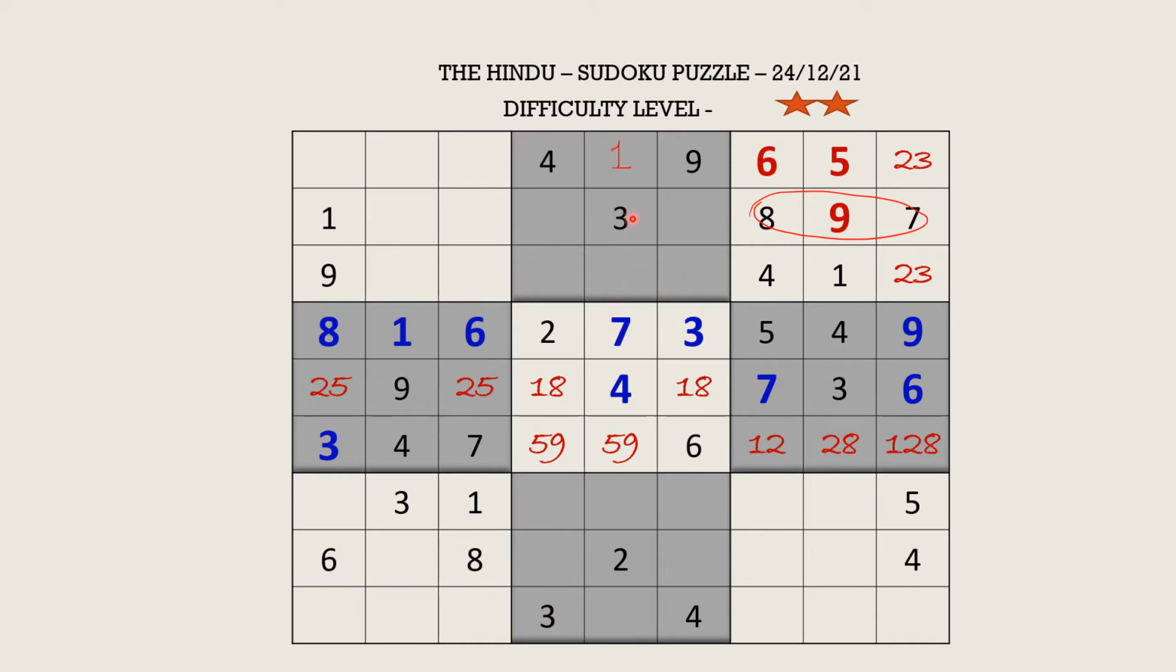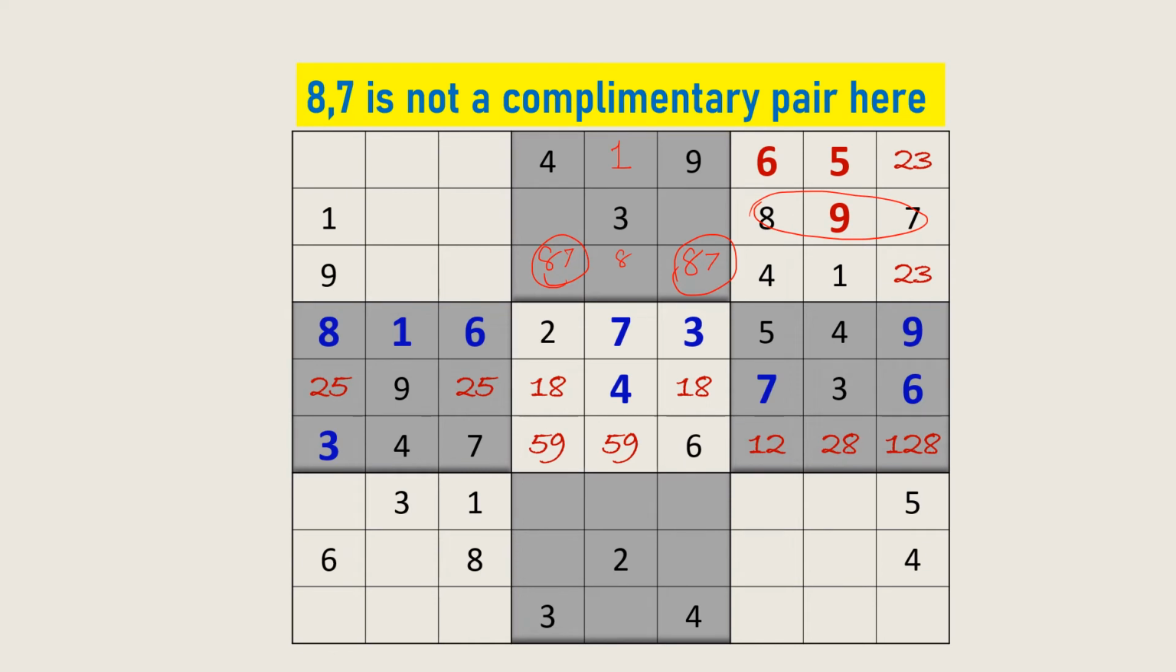Here 7 blocks out. So 7 got to be in one of these two cells, and 8 has to be in one of these 3 cells. Now this 8-7 is not a complementary pair, because complementary pairs are the ones where there are only 2 cells which can take two numbers. So here this is not the case. Here 8 can go in this cell also. So this is not a complementary pair here, but still this will help us in solving. So let's just keep it as an indication.